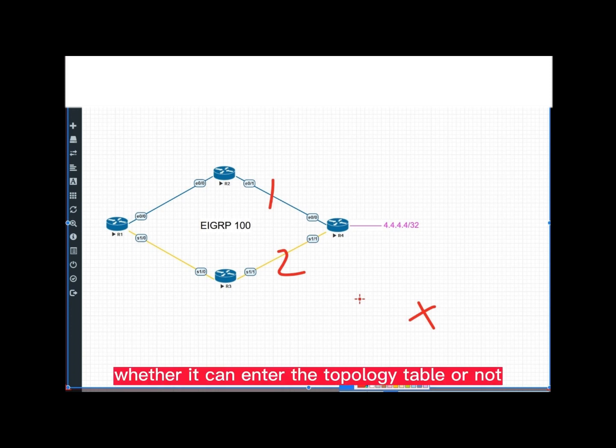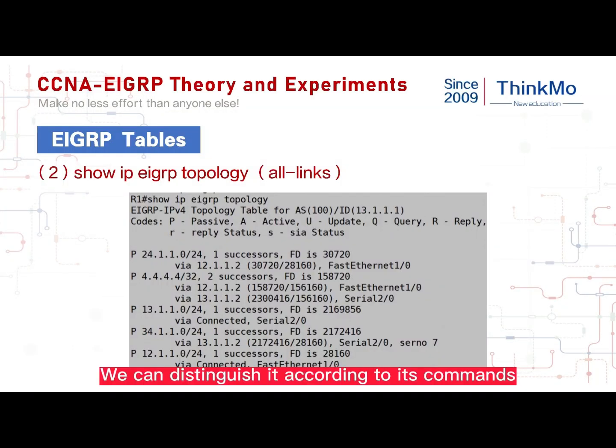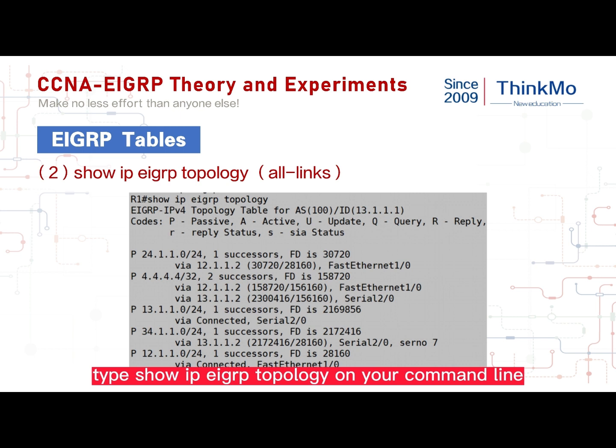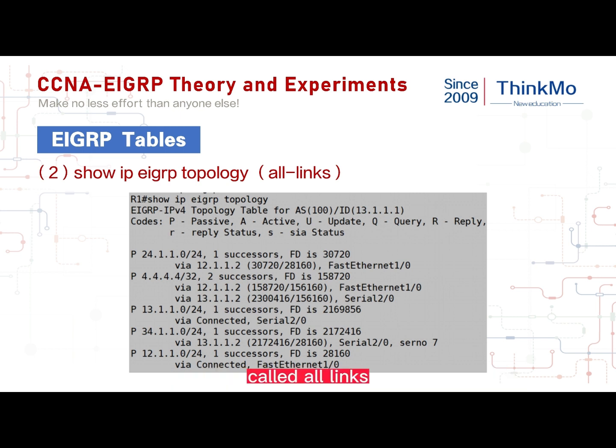Whether it can enter the topology table or not, we can distinguish it according to its commands. First, type show ip eigrp topology on your command line, called all-links. If you add all-links to the command, then as long as there is a line from the originating node to the final node, as long as there is a physical connection, it will appear in that table. But if you enter the command without all-links, then only true topological lines will appear in the topology table. This is a real topology table.